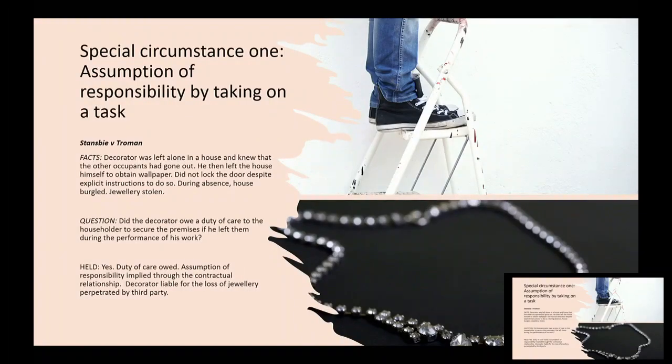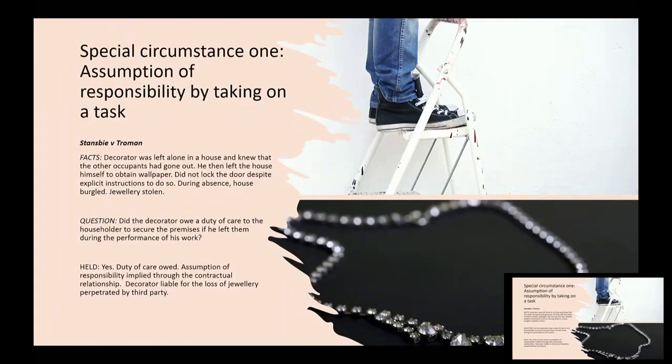He was wallpapering the house and he was left alone. The owner said, "I'm leaving to go out," and so he knew he was alone in the house. And he then left himself to obtain wallpaper. And he didn't lock the door when he left. And during his absence, a thief entered the home and stole various items of property, including a diamond bracelet.